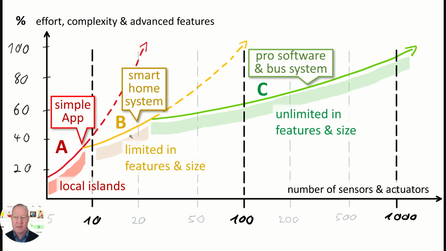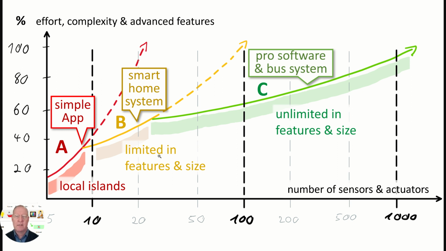Then you have the second level, B, where you use smart home systems. That is then more efficient, starting with kind of a break even around 10. From 10 onward, a smart home system makes sense. And with that system, you could possibly go up to even 100 devices, even though the last meters here will not be easy.